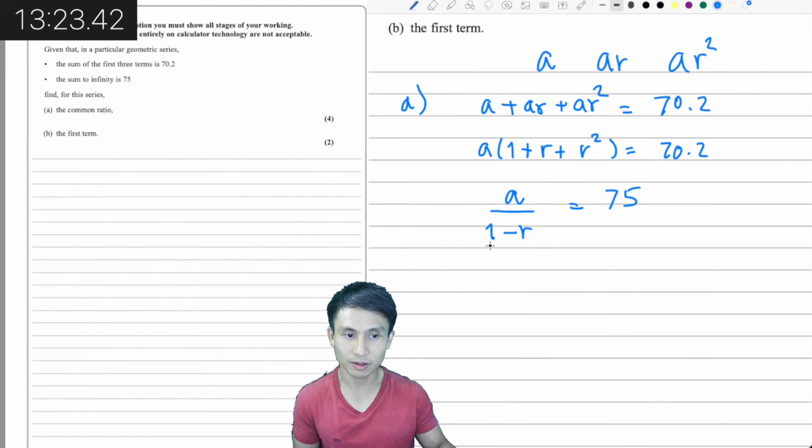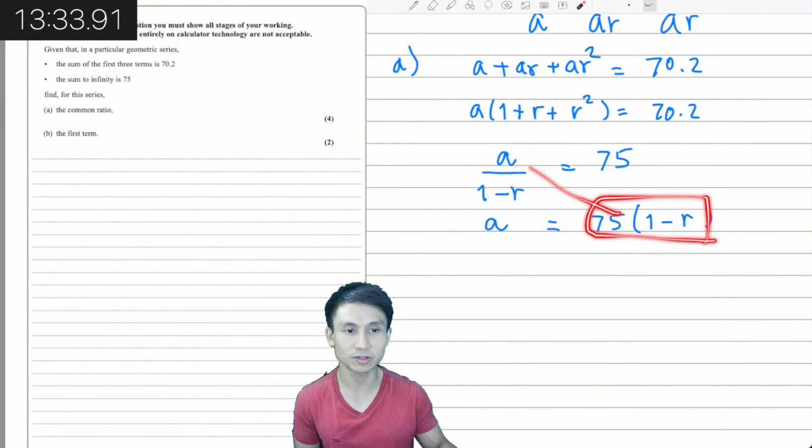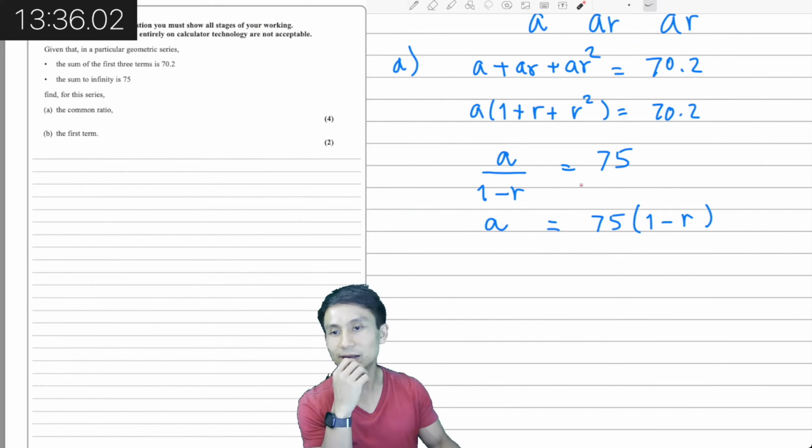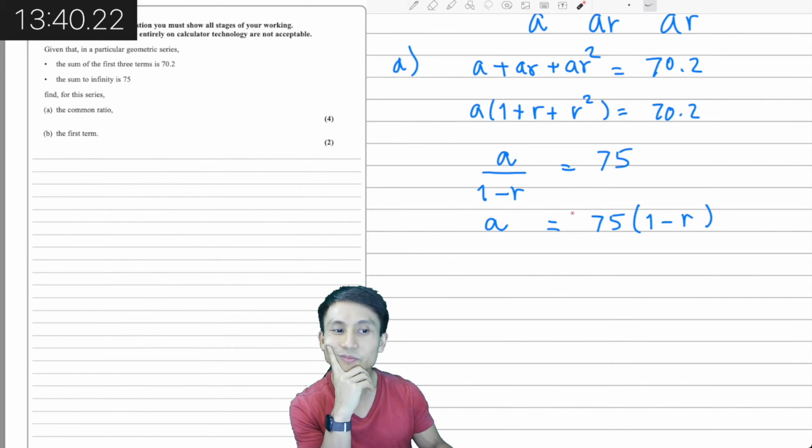So if we rearrange this, we get A equals 75 times, in parentheses, 1 minus R. We could, if we want, substitute this into A here. But let's see if there's any alternative method that I can see. Or we could substitute R in terms of A. Probably that's not going to be wise.